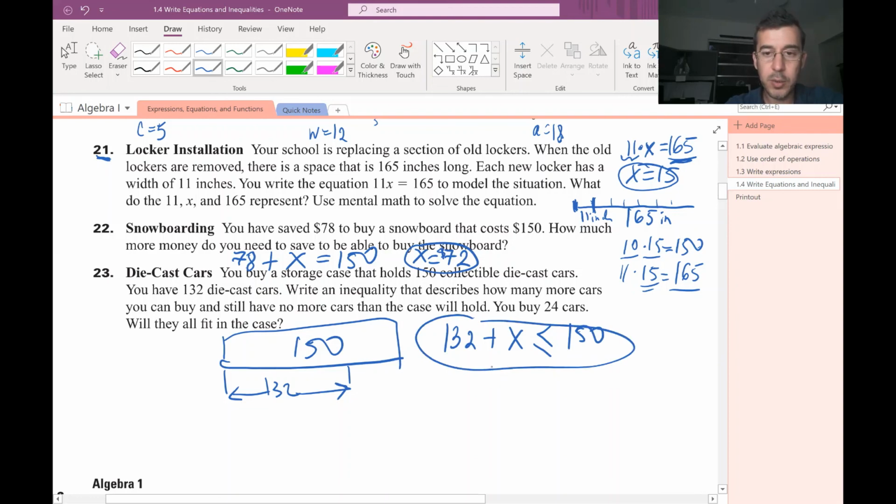And then you buy 24 cars. So x is 24. Will they all fit in the case? If we plug in 24 for x here, we're going to get 156. So 150 is not greater than or equal to 156. So this would be 132 plus 24, or that's 156, is less than or equal to 150. That's not true. So will they all fit? No. The answer is no.